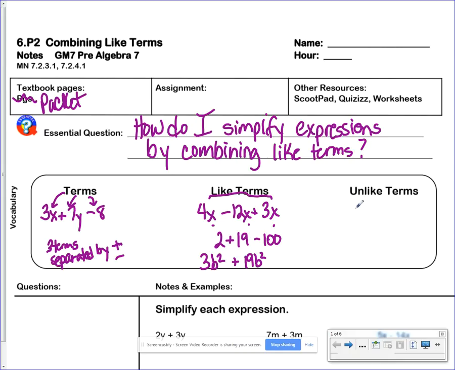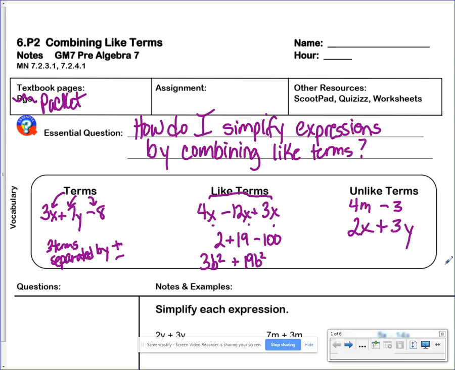Unlike terms would be things that are simply different. So something like 4m and minus 3. This is just a constant, or just a number. This has a variable m attached to it. I can't combine those together to be one anything because they're different. They're not like 2x plus 3y. Different letters, different. You cannot combine those into 5 anything.